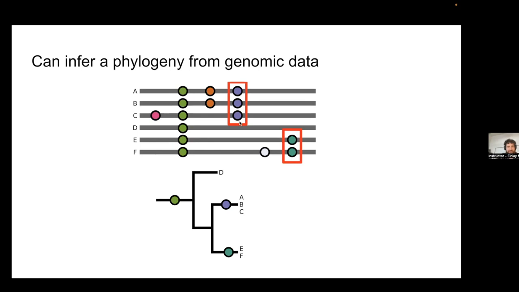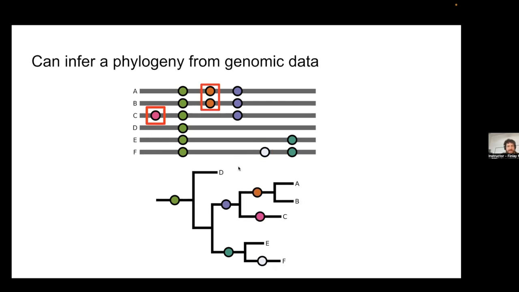And E and F, they share different sets of mutations. So they probably form separate branches. E and F here, we can split off again, because F has this extra mutation that E doesn't have. A, B, and C, we might split off again based on this orange and pink mutations. And so we can use that pattern of mutations to build phylogenetic trees that show us the evolutionary relationships between the samples.